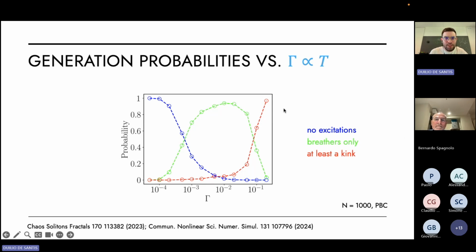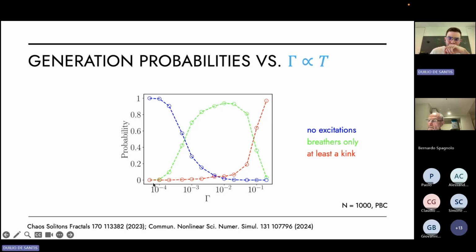This plot shows you probability as a function of the noise amplitude. The blue curve is the probability of having a uniform background, so no solitonic excitations. The green curve is the probability of having breather modes only, and the red curve shows you the probability of having at least a soliton mode, at least a kink mode. We evaluate these probabilities over a large number of realizations, and we plot them.